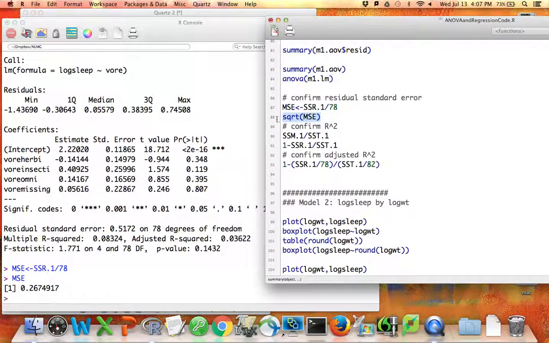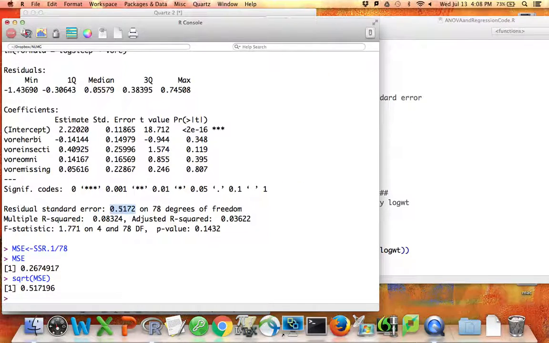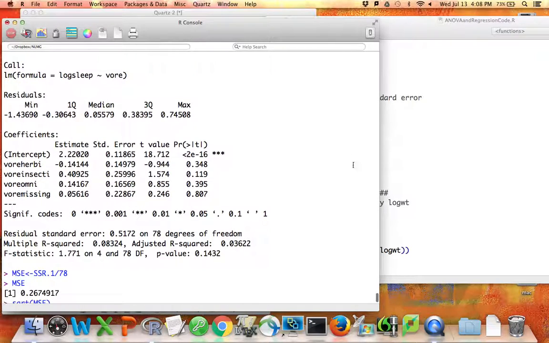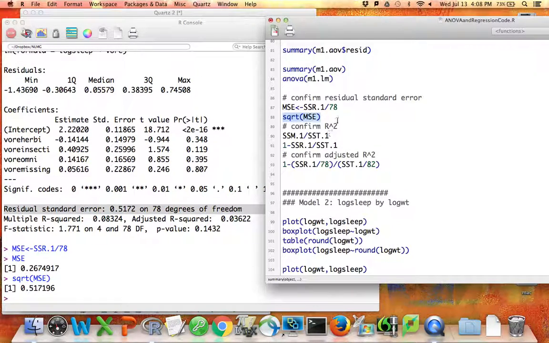And if I were to take the square root of that, 0.517, that's the number shown here. That's the residual standard error. So these two different sets of outputs are just choosing different ways to show you the amount of error there is, either by the square root of the sum of squared residuals over degrees of freedom, or by just showing you degrees of freedom, sum of squared residuals, and the mean square. So now this row is not mysterious anymore. This is the same thing that's shown in the ANOVA table.